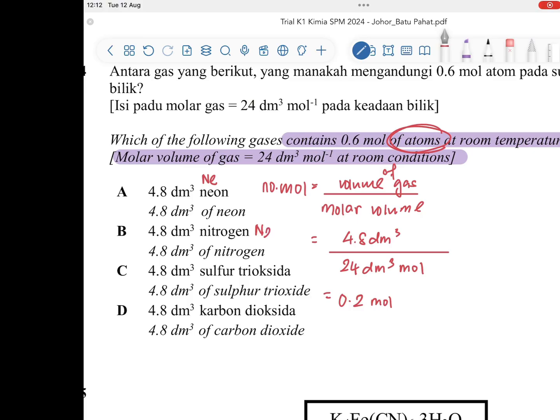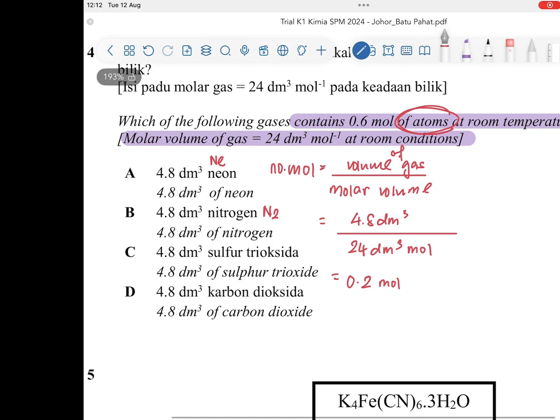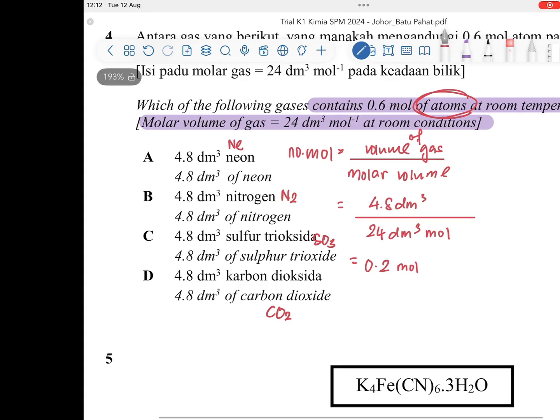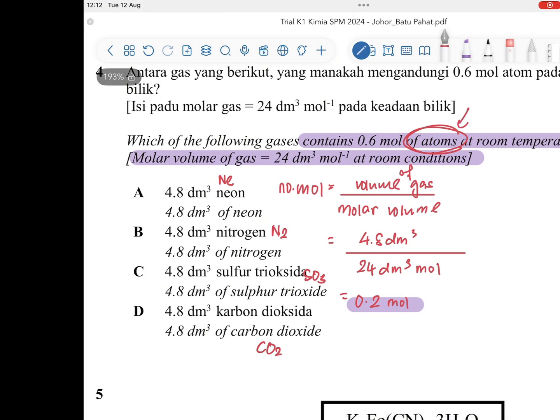While nitrogen is nitrogen molecules, and the formula is N2. And then sulfur trioxide is SO3. Carbon dioxide is CO2. So each of them contains 0.2 mole of the gases. From the calculation, we can already know that there is 0.2 mole for each of A, B, C, and D. But we need to identify the atoms, so here we need to refer to how many atoms there are.